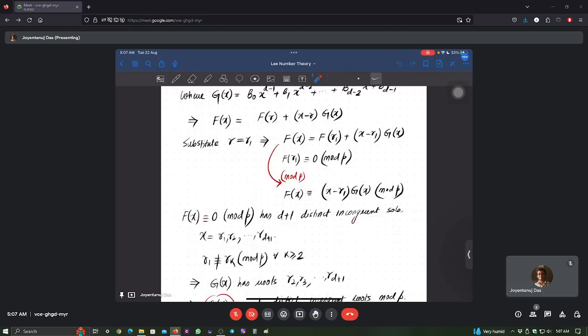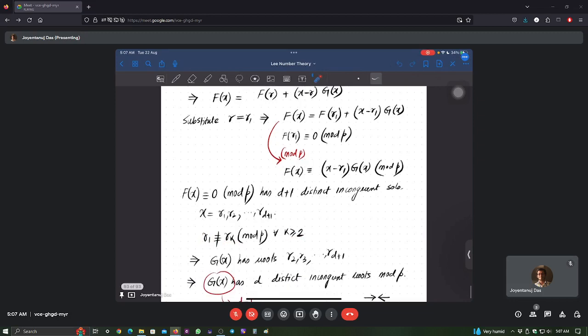These are these quantities. And since they are incongruent, R1 is not congruent to any Rk, where k is greater than or equal to 2, right? Wait a second. So you're saying Fx is also congruent to 0 mod p. Yes, I have assumed this already. So this has d plus 1 distinct incongruent solutions, R1, R2 up to Rd plus 1. And since they are distinct and incongruent, R1 is not congruent to any of the Rk's for k greater than or equal to 2, right?